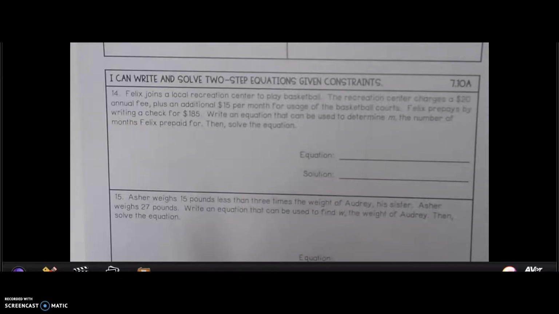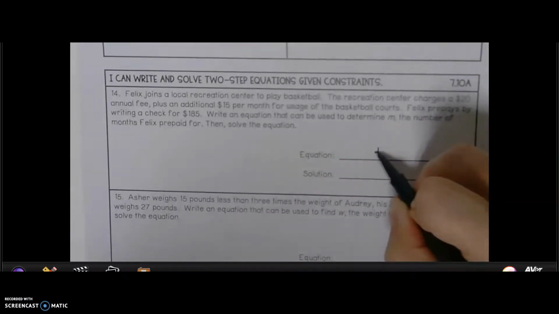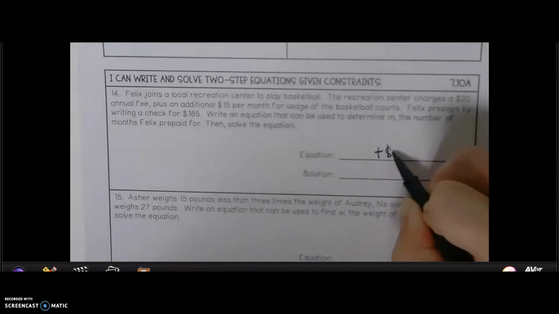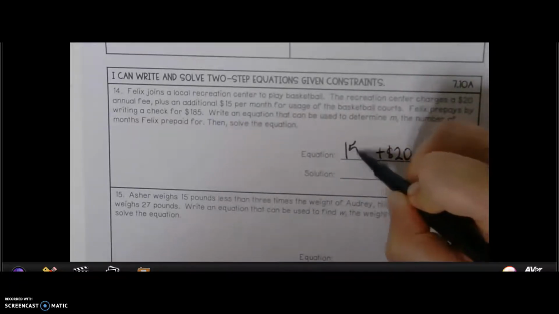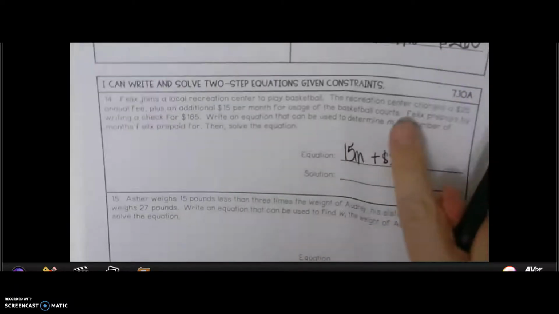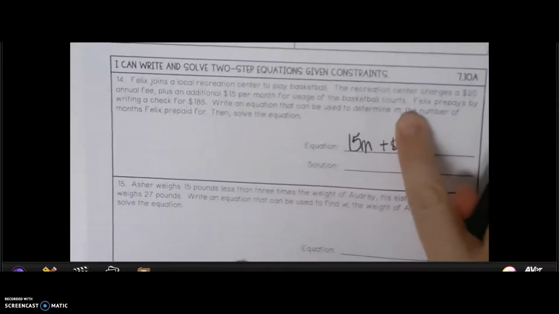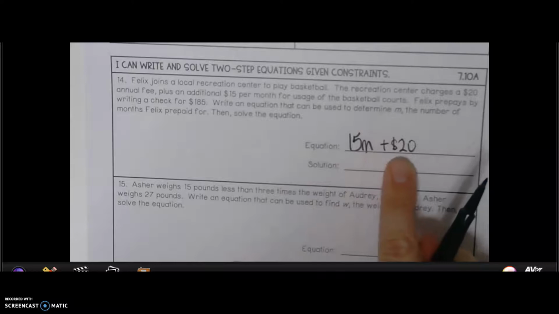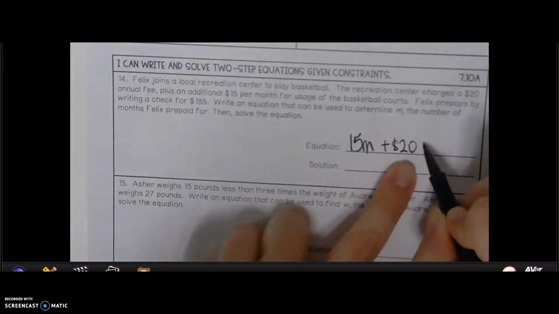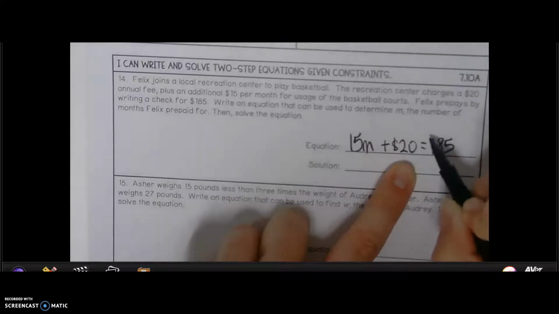He went and joined a recreation center to play basketball. The center charges a $20 annual fee. So that fee is being paid one time per year. It's like an initial cost. So we know that something here is going to be plus that $20 fee. Okay. It also tells us there's an additional $15 per month. Okay, so that's 15M, and we know it's an M because our problem told us that we were going to use an M in the place of our variable. There are $15 per month plus the $20 annual fee, and he wrote a check for $185.